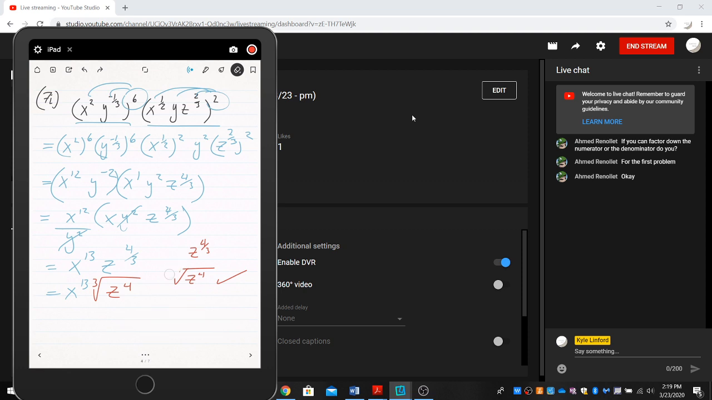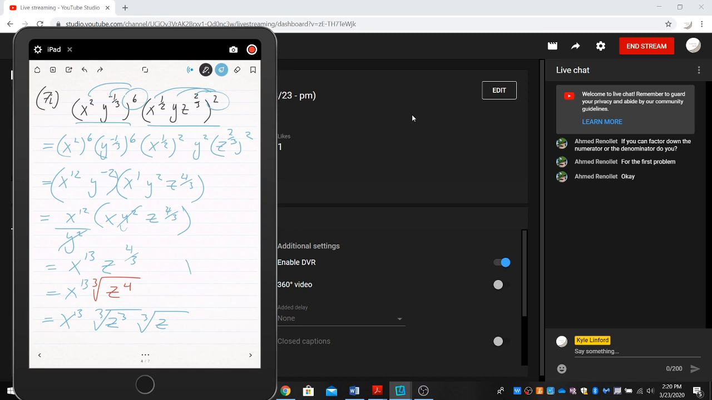So let's actually go and try to simplify this. Because we have the cube root of z to the 4th, we can actually break that down even further. So we have x to the 13th by itself, and then we have the cube root of z cubed and the cube root of z to the 1st. So if I have 4 z's and I need to make a group of 3, okay, I have a group of 3 there, and I have 1 by itself.